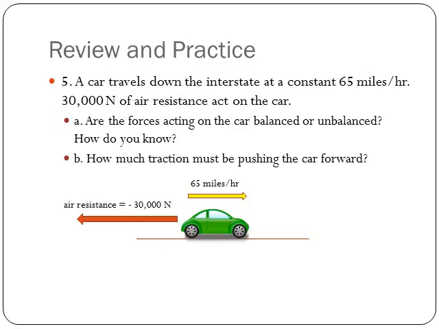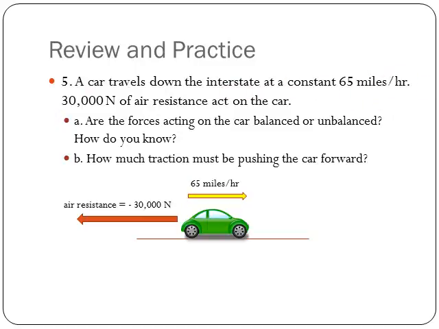All right, first question. Are the forces acting on the car balanced or unbalanced? How do you know? Well, at first thought, you might be thinking one of two things. Either A, we're not given enough information because we don't know about this force here going to the right, even if there is any. Or B, you might say, well, it has to be unbalanced because there isn't a force going to the right. All we see here is this air resistance going to the left, so they must be unbalanced. But consider this. If we look back at the initial statement, we're told that the car travels down the interstate at a constant 65 miles per hour.